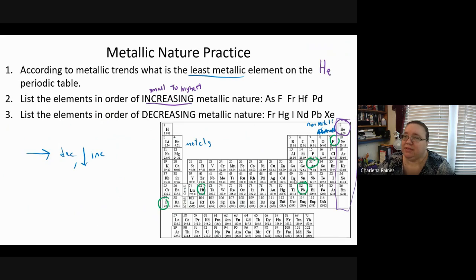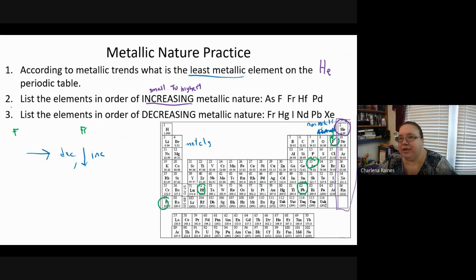Well, I know helium is the least metallic. That means my smallest in this group is going to be fluorine. And the largest in this group, or the most metallic, is going to be francium. I know the beginning and the end of the sequence. Therefore, I can see that I need to go from top right down to the bottom left.